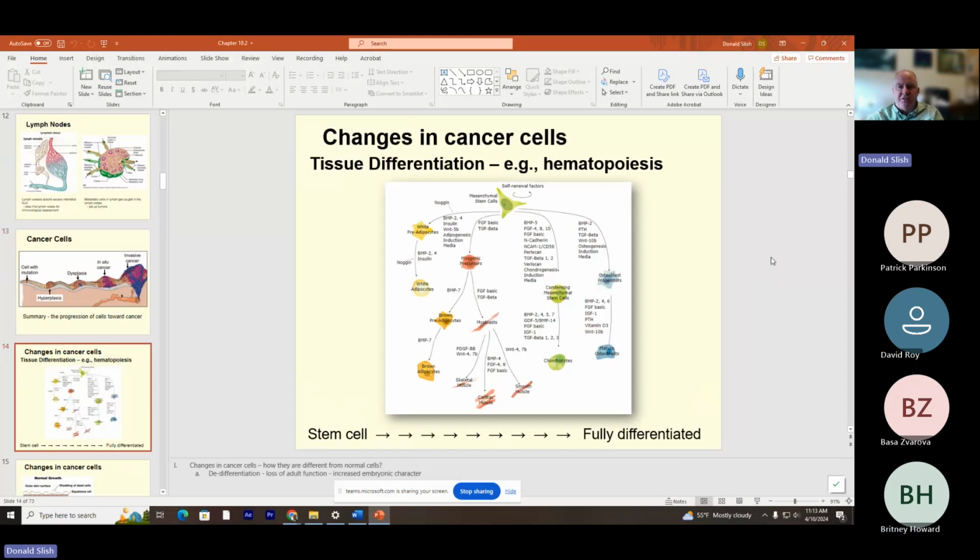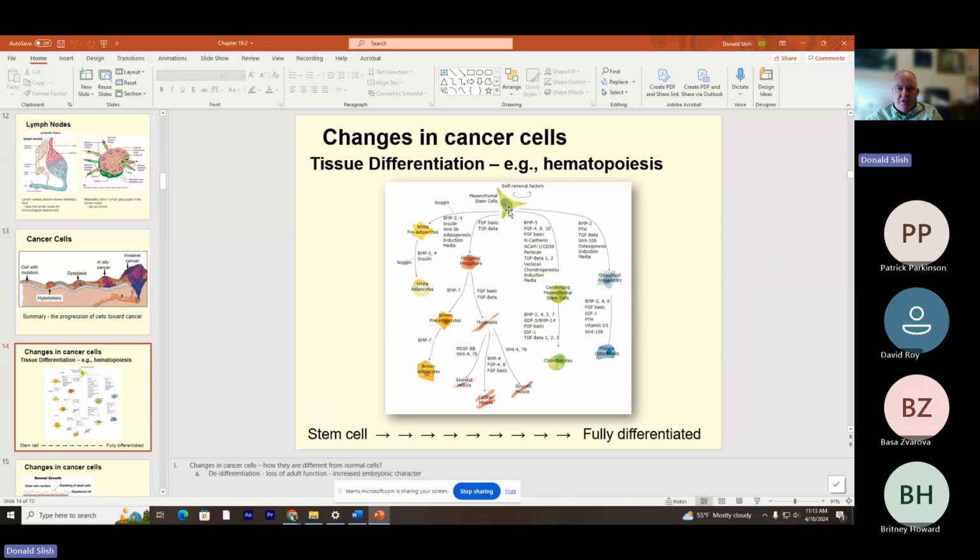Okay, changes in cancer cells. So the first thing that we talk about here is how cancer cells are not fully differentiated. We say de-differentiation, but basically sometimes they can go backwards in differentiation, or sometimes they just never mature. And that's the case of immune cells. So here's just examples of what we mean by differentiation.